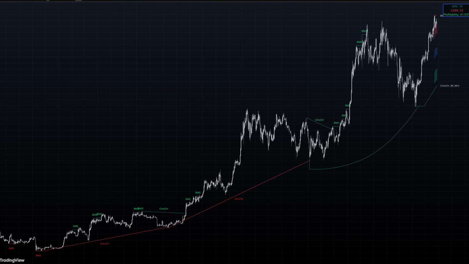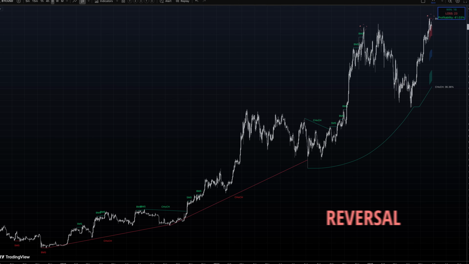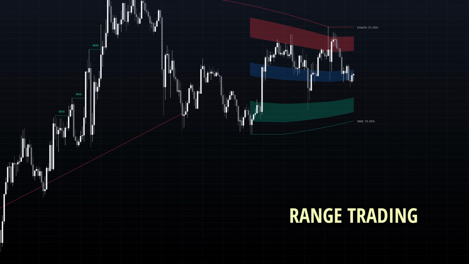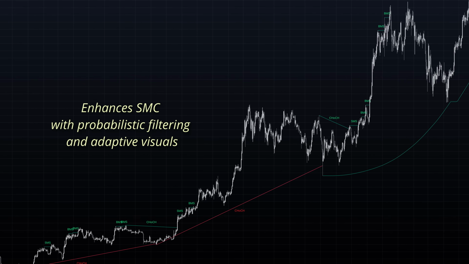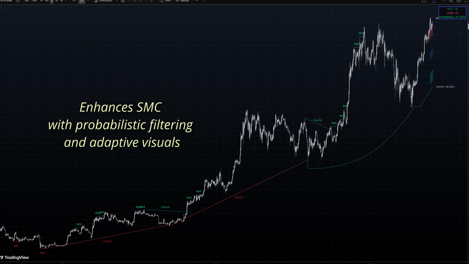Strategy applications include trend continuation trades at SMS/BMS levels within premium or discount zones, reversals at structure breaks with historically low probabilities, and range trading between curved boundaries during equilibrium phases. This indicator enhances traditional SMC analysis by adding probabilistic filtering and adaptive visual structures.